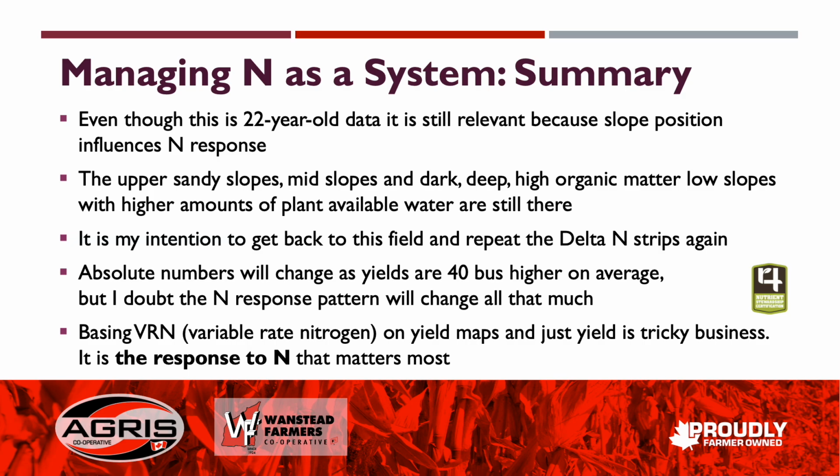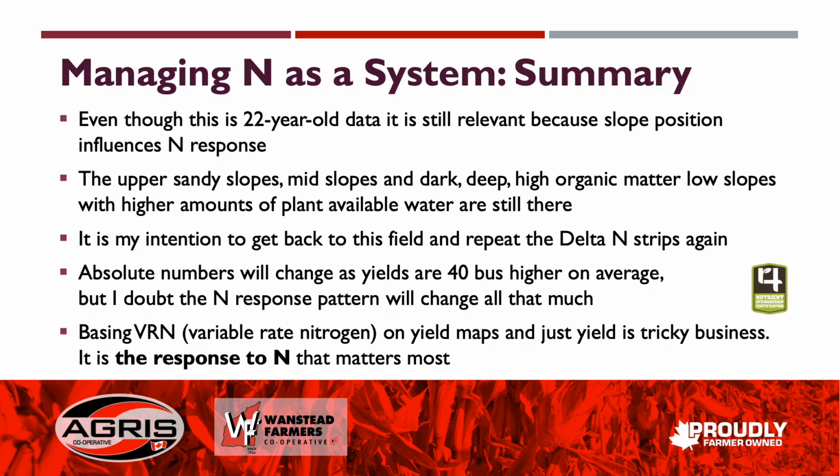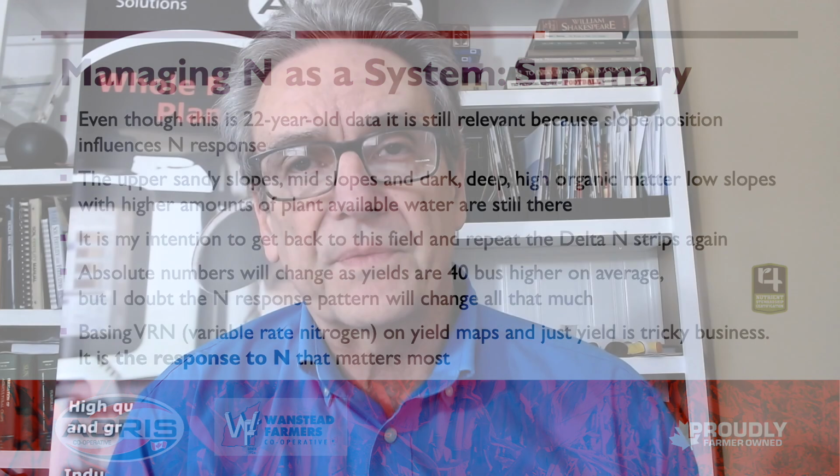So I imagine the absolute yields will change, but I doubt that the responses to nitrogen will change all that much. It's my intention to get back to this field, repeat this trial from 22 years ago, and see what we can come up with and verify the positional responses to nitrogen in the field. Basing variable rate nitrogen strictly on yield maps and just on yield is tricky business. So understanding the response to N would be one of the keys going forward in making successful variable rate nitrogen maps.